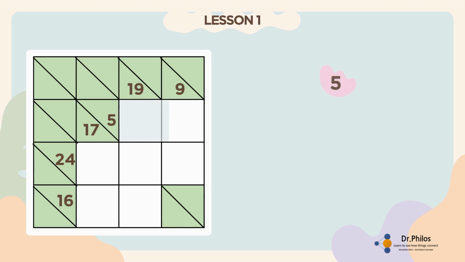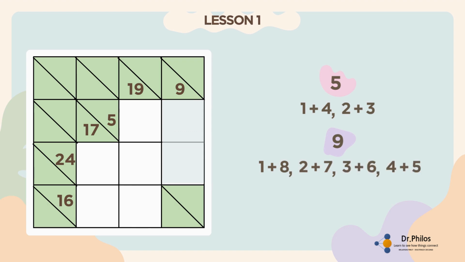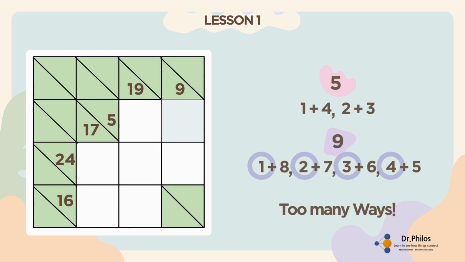5 can be 1 plus 4, and it can also be 2 plus 3. 9 is 1 plus 8, 2 plus 7, 3 plus 6, 4 plus 5. There are too many ways to make them. That means there would be a lot of common numbers, too. There are 4 possible numbers that can go into 2, 4: 1, 2, 3, and 4. I think it is better to first find the numbers that have only one number sentence.